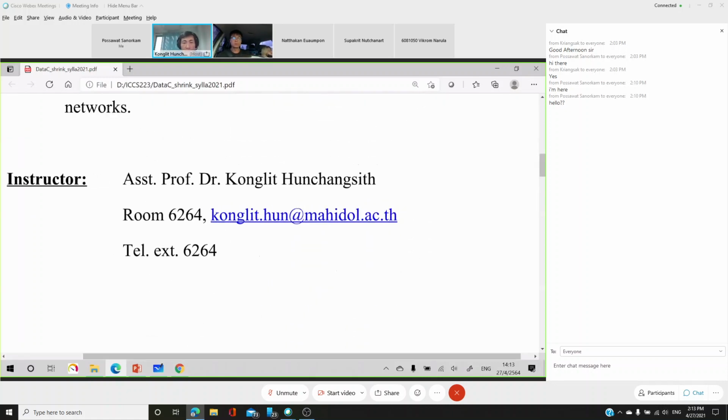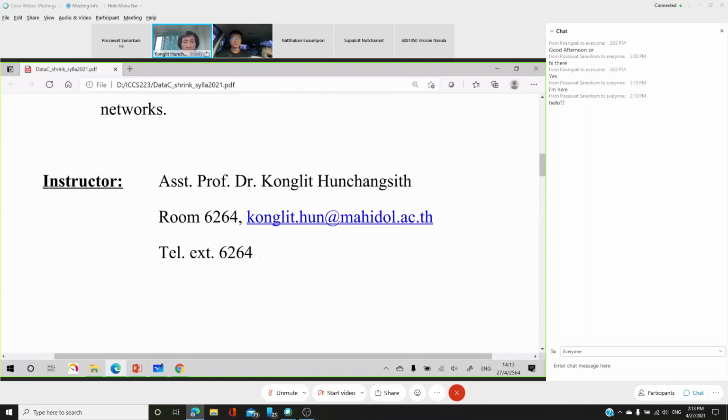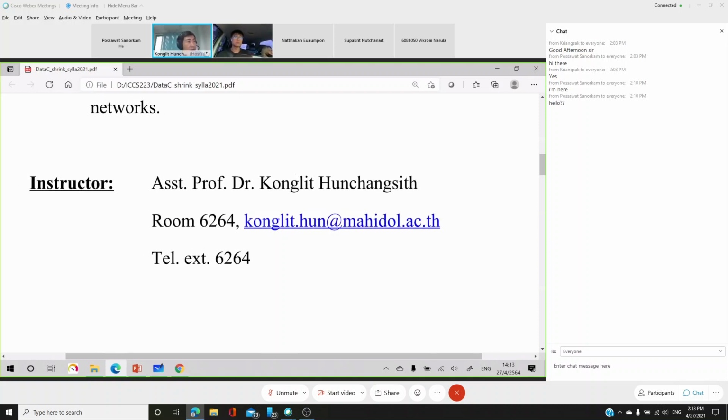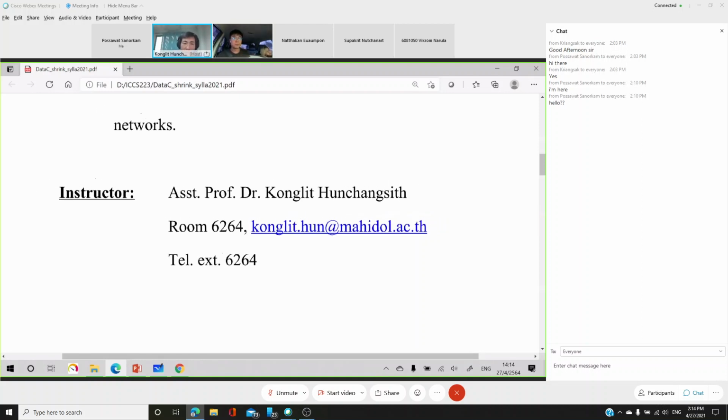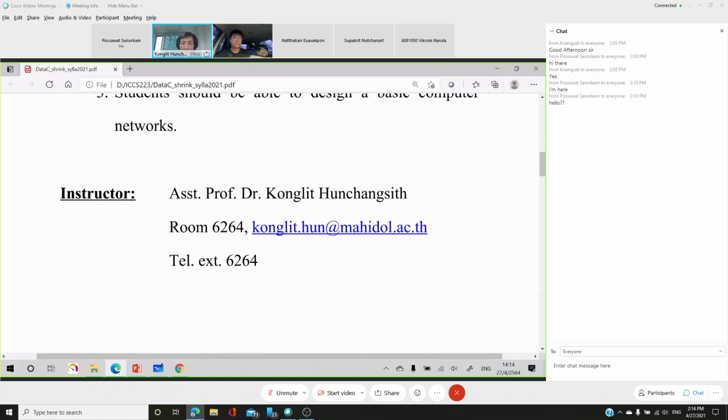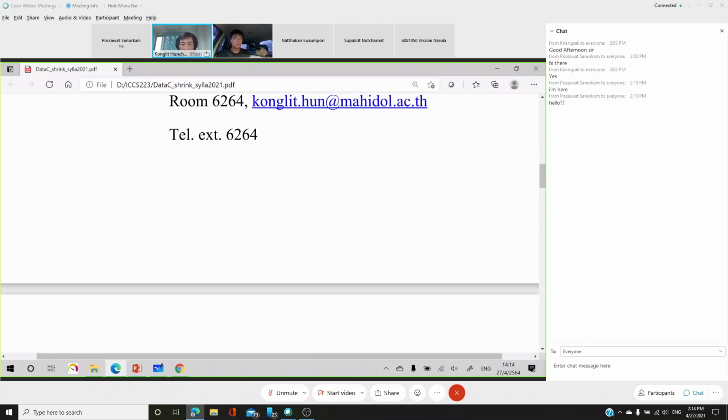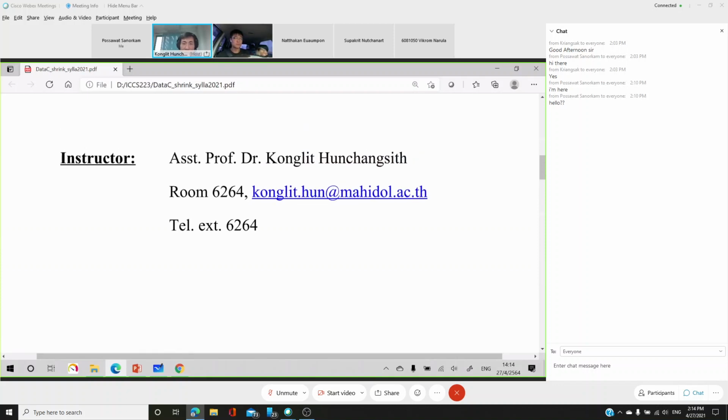That's my name, and that's my email. I'm in the engineering building, the red building, room 6264. I work from home, but I'm now in my office. So I think there's a chance that we're not going to meet each other in person this semester.